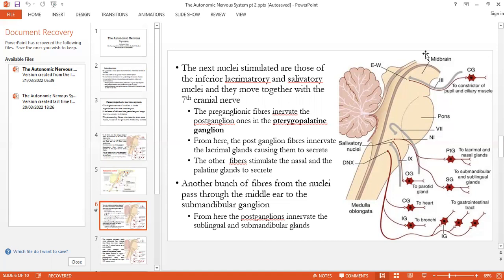So we have the midbrain there. This is the same diagram that we are looking at on that side. That's just trying to talk about how these nerves are able to connect and conduct certain processes that are related to the autonomic nervous system.